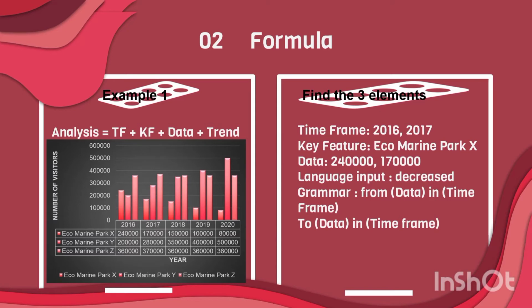So some grammar input here. When you write an analysis, if you want to focus on the movement trend, you need to have this: from, what is the data, in, what is the year, to the data, and in which year.